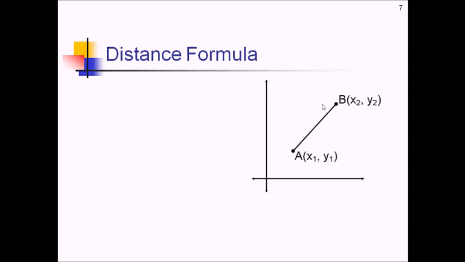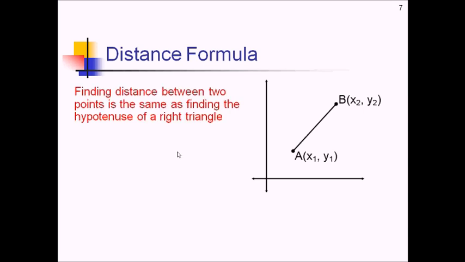Shifting gears now to another topic, let's say instead of finding the midpoint, we want to find the distance between 2 points A and B. How can we do that? Well, the good news is we actually already have all the math we need for this. Finding that distance is actually the same as finding the hypotenuse of a right triangle. If we just draw a little triangle out of this, that distance is the hypotenuse.